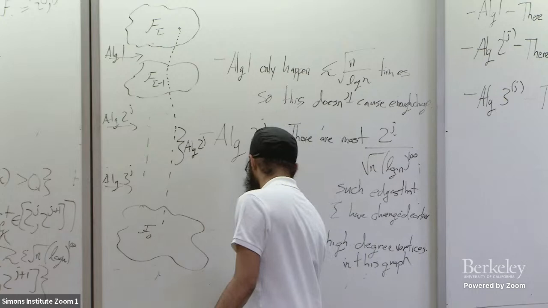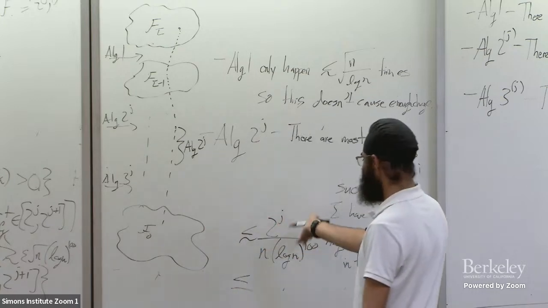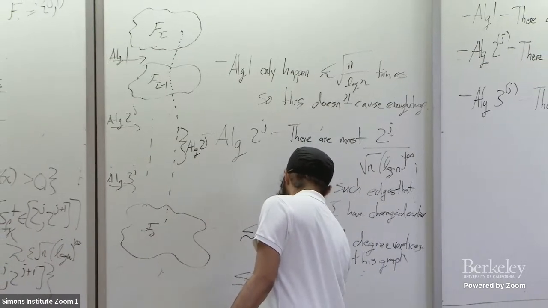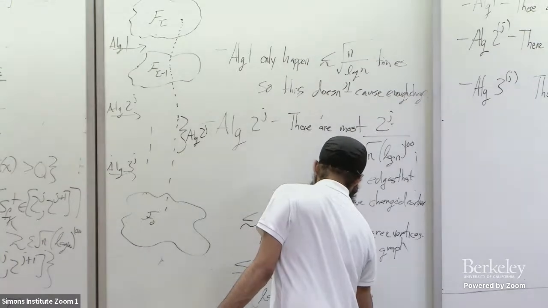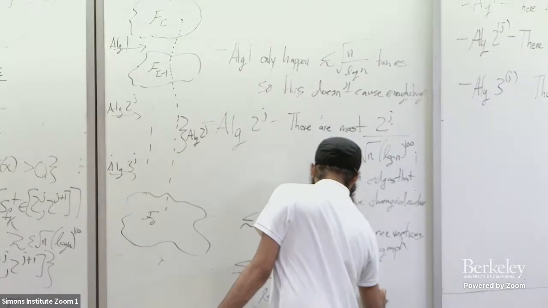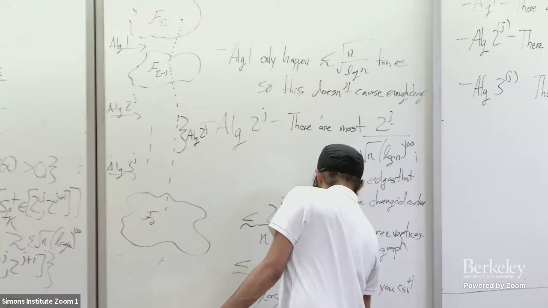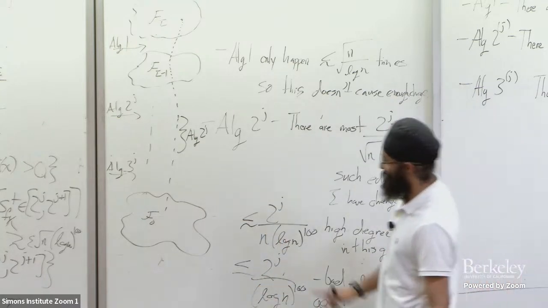So this is the complete graph. If you have a set of vertices, the number of edges possibly emanating out of there is like 2 to the j divided by log n to the 100. Bad edges you can't add. And now we're done, at least for this step.